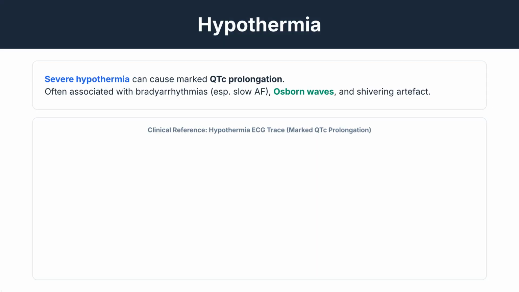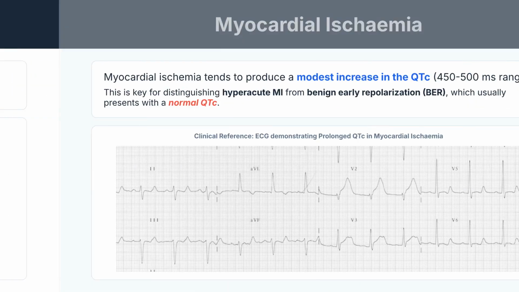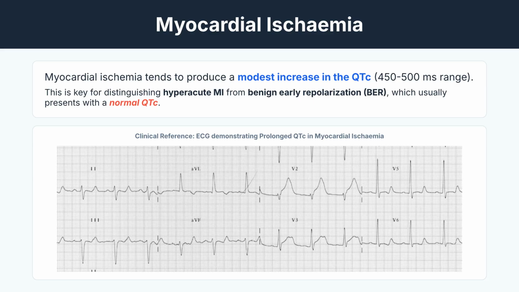Severe hypothermia can cause marked QTc prolongation. It is often accompanied by slow atrial fibrillation, Osborn waves, and shivering artifacts, which can interfere with the ECG trace. Myocardial ischemia usually produces a modest increase in the QTc, typically in the 450 to 500 millisecond range. This can help differentiate hyperacute MI from benign early repolarization, which typically has a normal QTc.